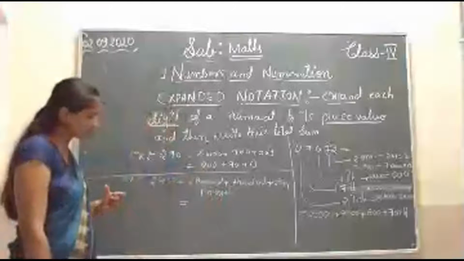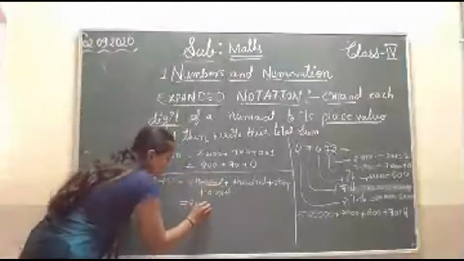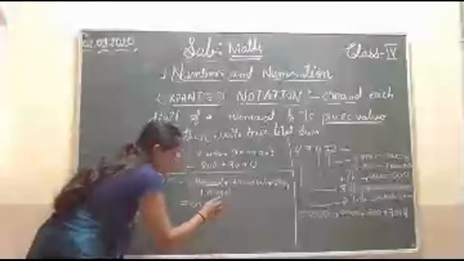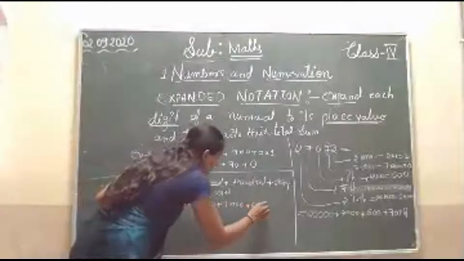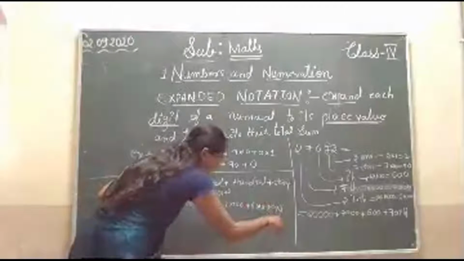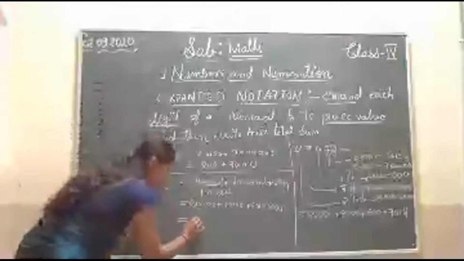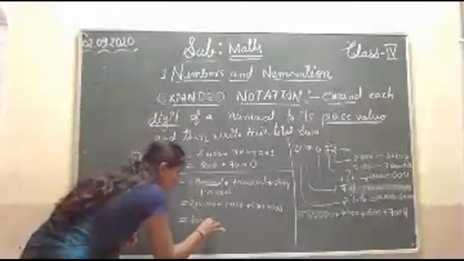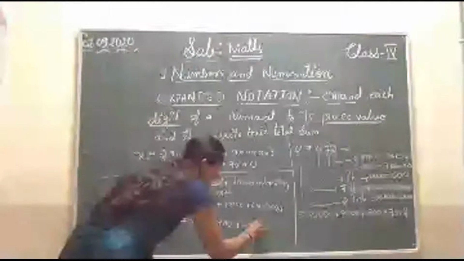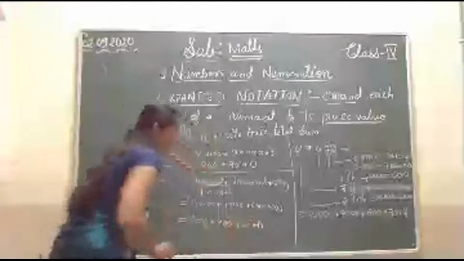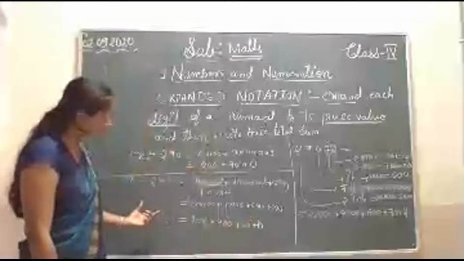At the next step, what is the value of 1,000? You know, 2 into 10,000. Next, 7 into 100. Next, 6 into 10. Next, 0 into 1. Yes, we'll do the multiplication. 2 into 1,000 is 2,000, plus 700, plus 60, plus 0. So this is the example of the expanded notation.